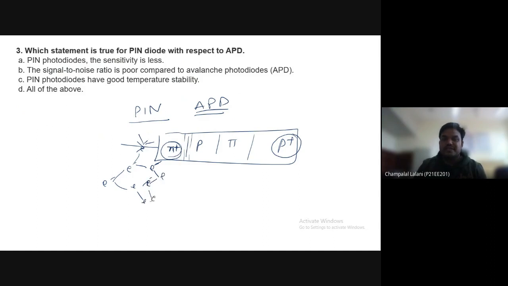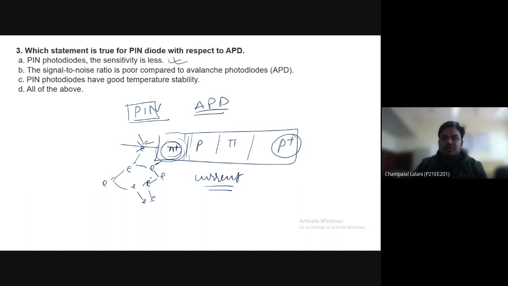Due to this, the charge carriers will be very many, and the amount of current you are getting here will be much higher as compared to the current that you were getting in pin photodiodes. So we can say that in pin photodiodes the sensitivity is less. Sensitivity is high in APD because of this highly doped region, which generates more electron hole pairs.